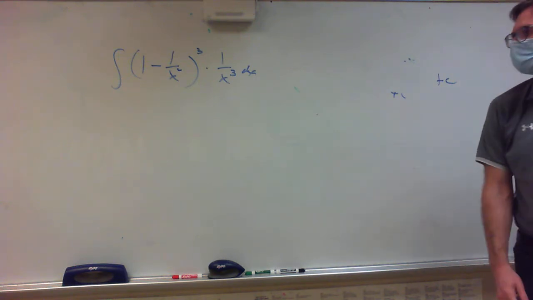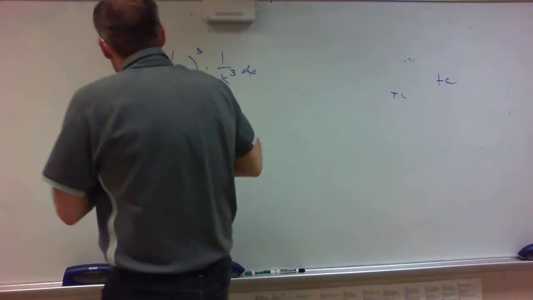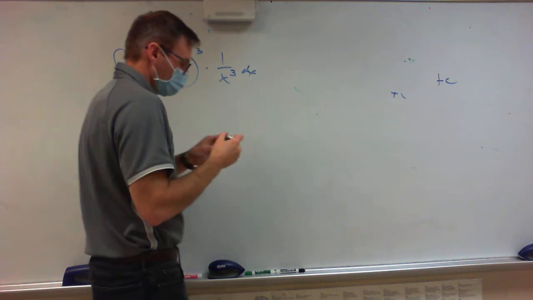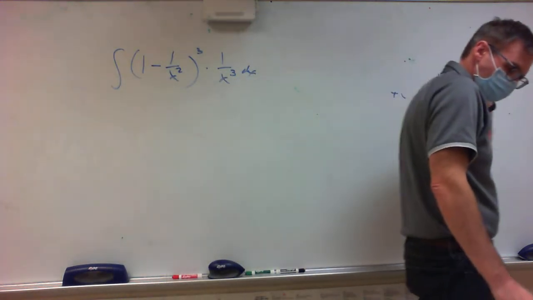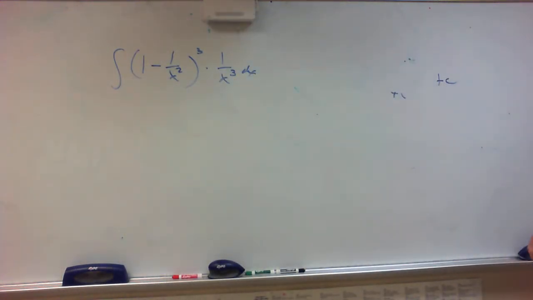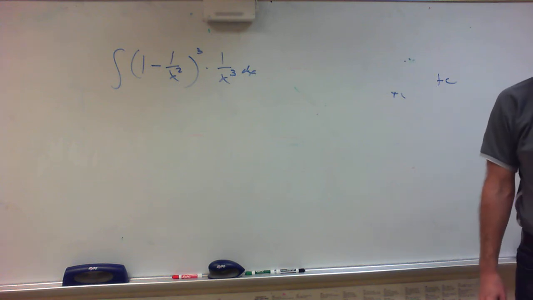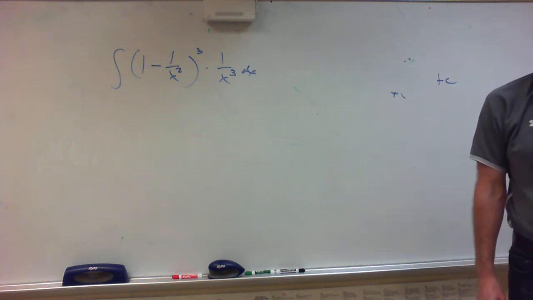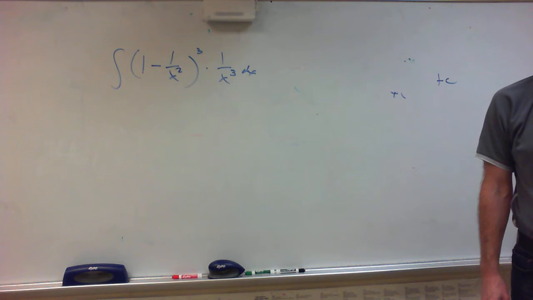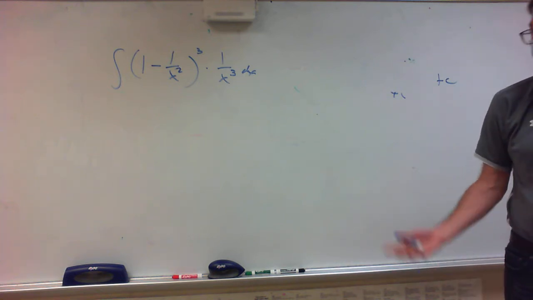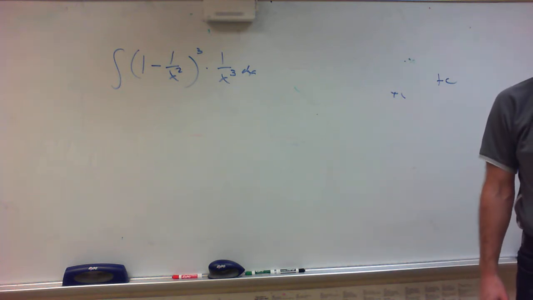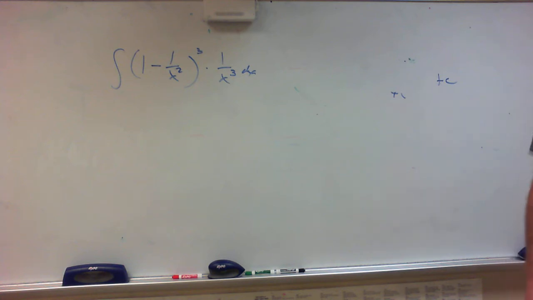What is that, x squared or x? That's x squared. Again, you don't have a quotient rule. You're not going to get one. Would you use negative exponents? So rewrite it with negative exponents.